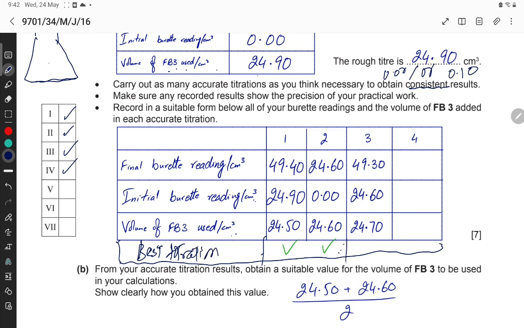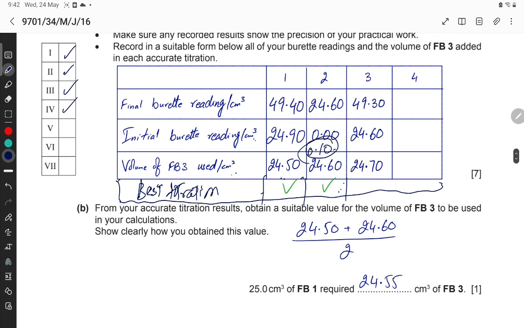These two readings are the best titration because the difference between these two readings is 0.10. Make sure the difference is not more than 0.10. These are the concordant readings. From your accurate titration results, obtain a suitable value for the volume of FB3 to be used in your calculation. Show clearly how you obtain this value. Now show your calculation over here.